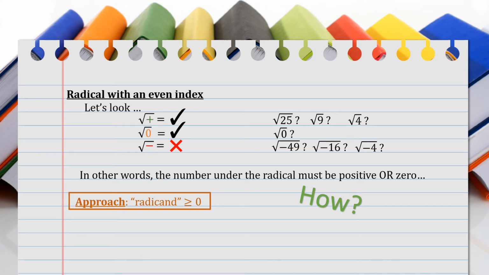Well, your approach is to set the radicand greater than or equal to 0. And as a reminder, radicand simply means the number under the radical.